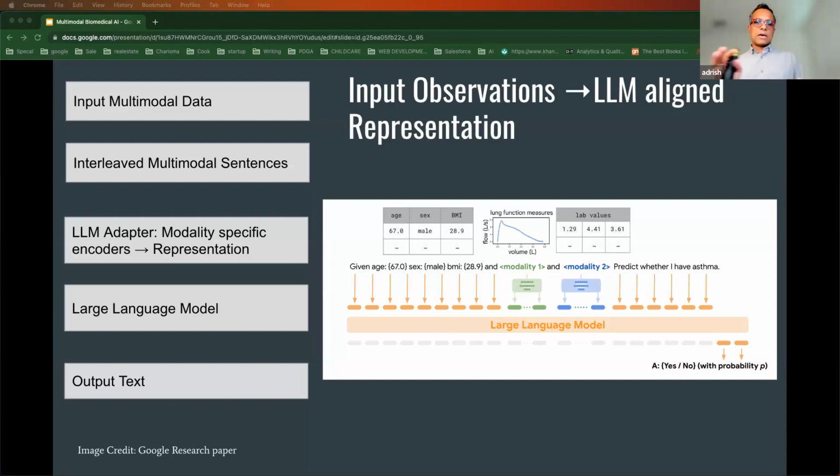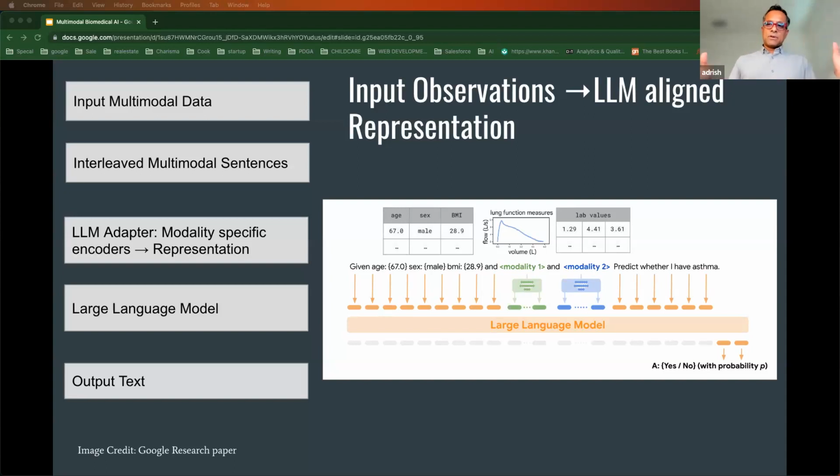So that's the kind of architecture that I have seen in a couple of the latest papers that people implemented, Med-Flamingo and Med-PaLM, which is the latest one that came out from Google. Med-Flamingo came from Harvard. So they have used this very interleaved type of data input, and then feed that to a pre-trained language model.